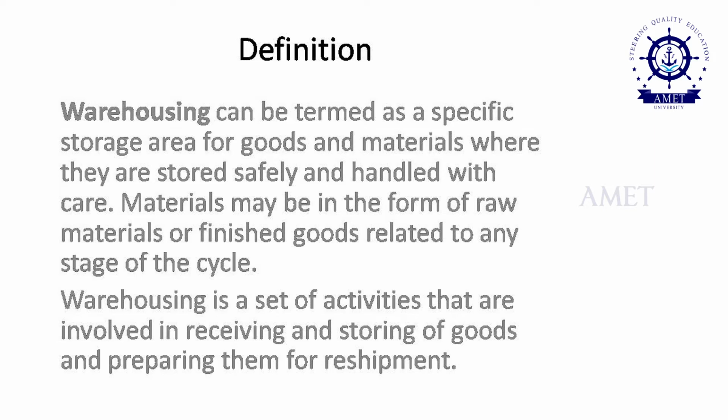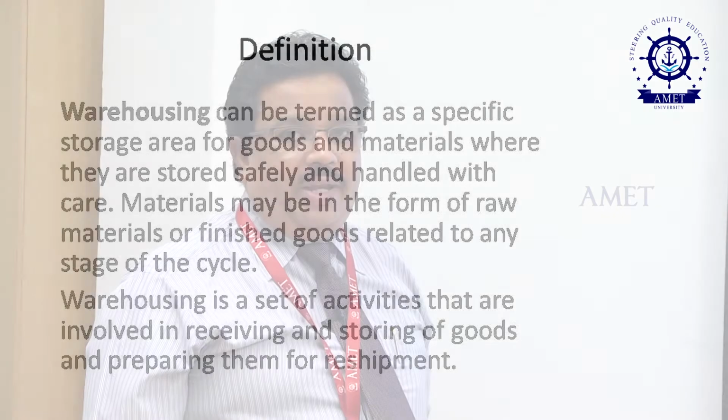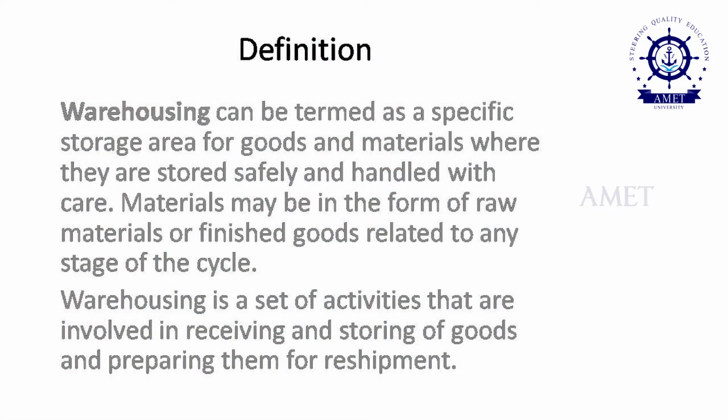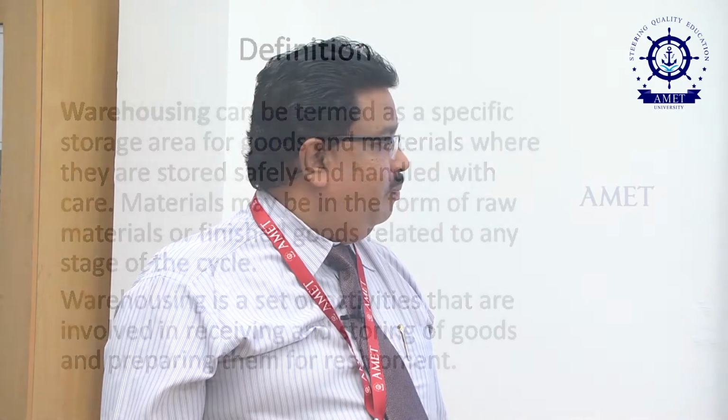See, basically the warehouse, as I told you, is a specific place where you have to store the product, and it can be termed as a specific storage area for the goods and materials where they are stored safely and handled with care. Because whenever you store something, it has to be handled with care. Otherwise, a broken product cannot be sold, and it's a loss to the company. And materials may be in the form of raw material or finished goods related to any storage cycle.